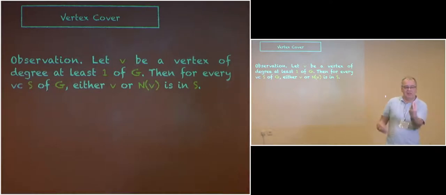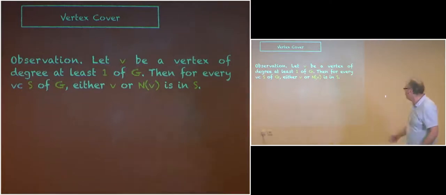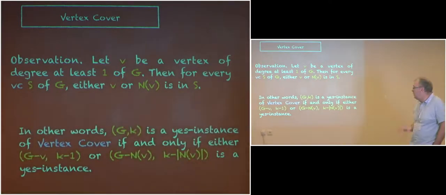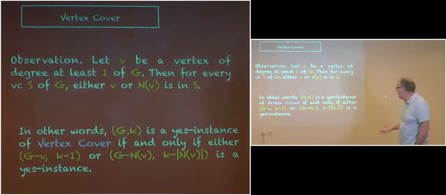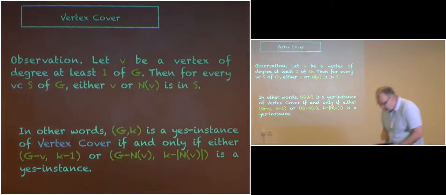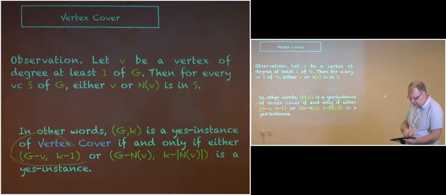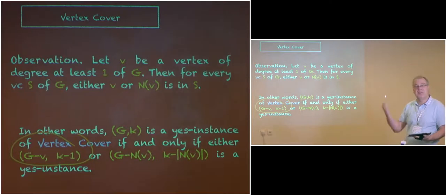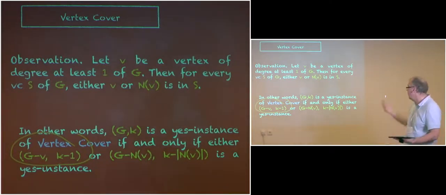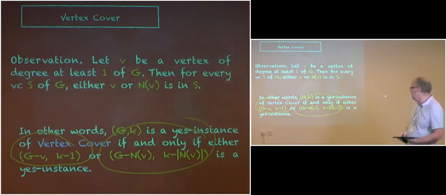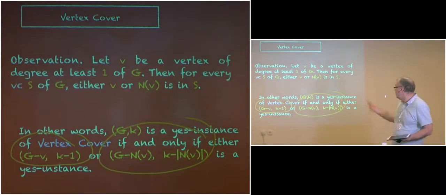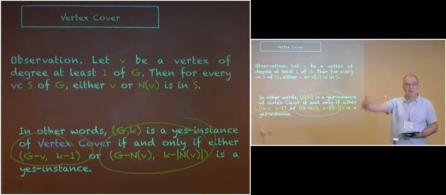So it means I have to either put the vertex in the vertex cover, or if I don't put the vertex in the vertex cover, I have to put all the neighbors of the vertex in the vertex cover. This gives us another type of recursive algorithm. Either I take the vertex in the vertex cover, so I remove the vertex from the graph, I decrease the parameter, and I work with a smaller problem. Or I don't take the vertex in the vertex cover. In this situation, I have to remove the vertex itself, and also I have to remove all its neighbors and put all the neighbors in the vertex cover.